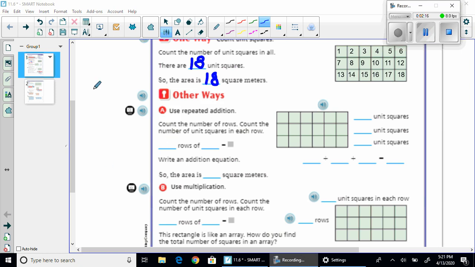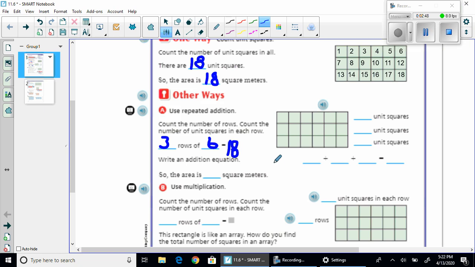So right here, since we counted up our rows, we said we had 3. I'm going to write the number 3. Next, I'm going to count how many are in each row. So I go over 1, 2, 3, 4, 5, 6. So we have 3 rows of 6. And I know we are masters at our multiplication by now, so we know that 3 rows of 6, or 3 groups of 6, is 18. So here on this little square, I'm going to write the number 18.